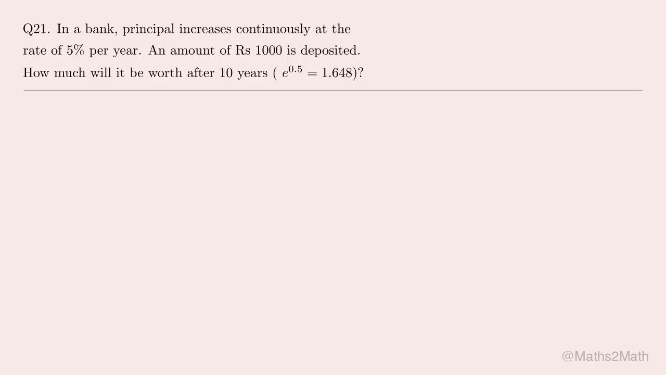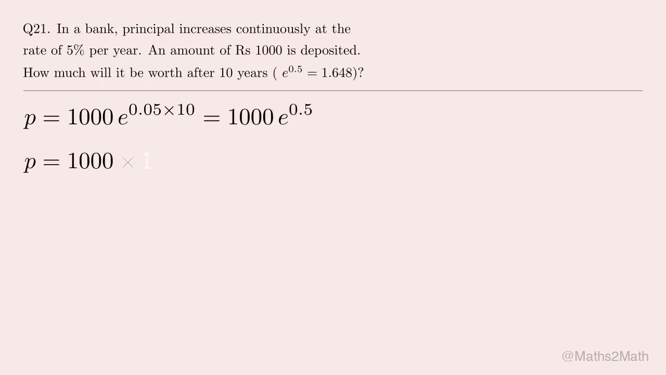Question 21. The same law, now solving forward. 10 years at 5% gives the half exponent, the exponential solution, with the given data. Using the given value of e to the half.